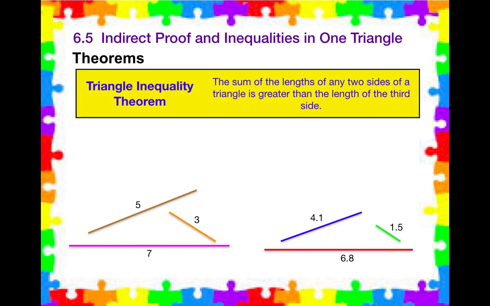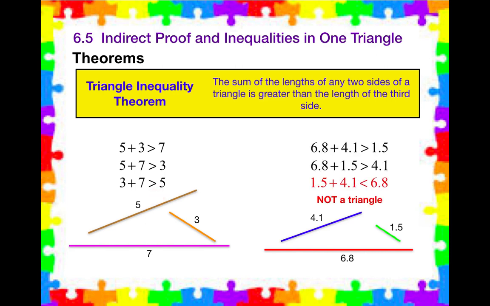So the triangle inequalities theorem says the sum of the lengths of any 2 sides of a triangle must be greater than the length of the third side. So in this case, I have 5 plus 3 is greater than 7. 5 plus 7 is greater than 3. 3 plus 7 is greater than 5. In all cases, it works. But over here, I don't have a triangle because in one particular case, 1.5 plus 4.1 is less than 6.8. Therefore, you can't make a triangle. All 3 of them would have to pass, and only 2 of them do.